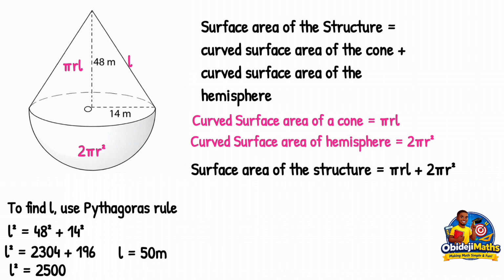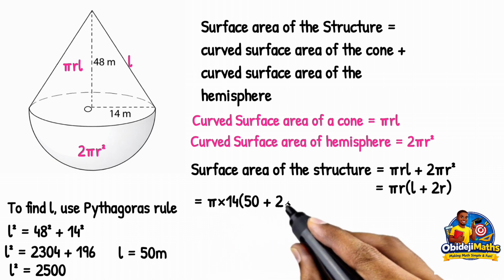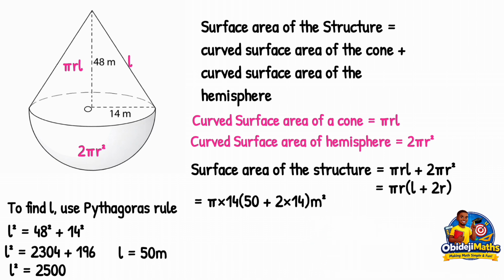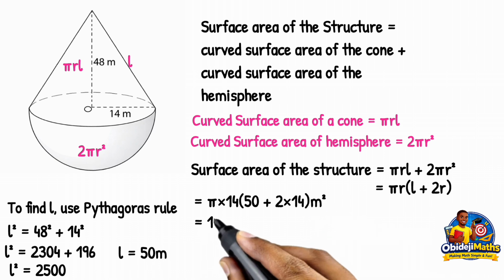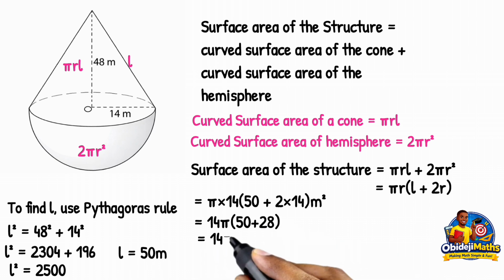Now let's input the formula. We have pi r L plus 2 pi r square. Now let us factorize because pi r is common. So let's bring pi r out. When we bring pi r out, we have pi r into brackets L plus 2r. Now let's do the calculation. Pi multiplied by 14, which is r, into brackets slant height 50 plus 2 times 14, in meter square. So we have 14 pi into bracket 50 plus 28, which is 2 times 14. Then 14 pi into bracket 78.